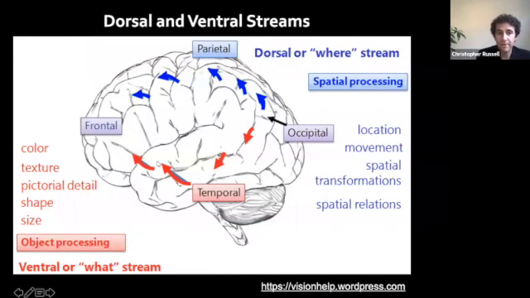So here's a rough diagram of it. You can piece the two together, but basically you have constant processing of information through dorsal and ventral. Ventral gives more about object processing, and dorsal gives more about spatial processing.